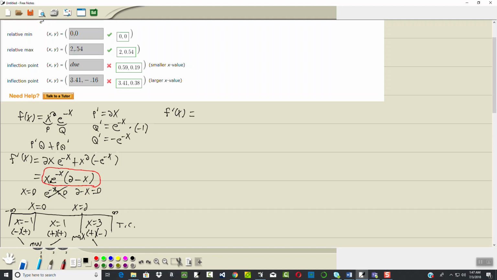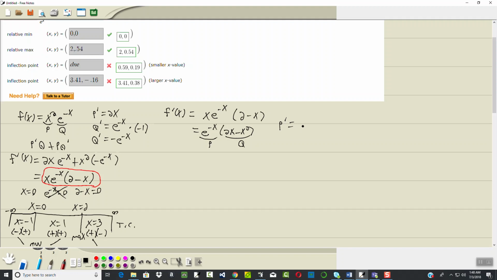And it would almost be just as easy to multiply the x through, but I'm going to leave it in that form. x e to the negative x, 2 minus x. Actually, I'm going to go ahead and multiply the x through. x times 2 is 2x. x times negative x is negative x squared. Okay, so this will be my p and this will be my q.